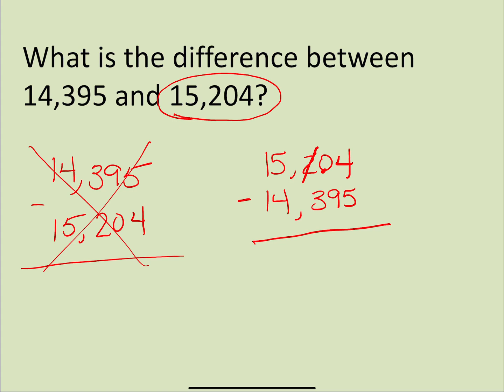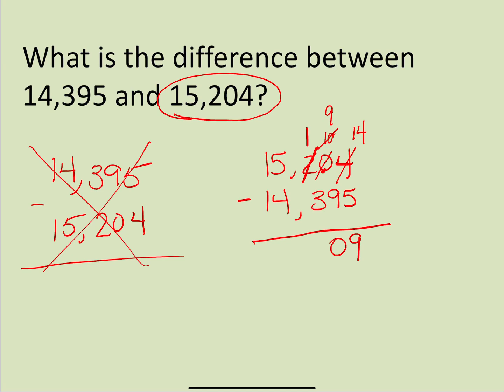Not taking away, I'm regrouping. I'm turning my 2 hundreds into 1. I'm turning my 0 into a 100. And then I'm going to take another 10. So now I have 90. And then my 4 is now 14 ones. So 5 from 14 leaves me with 9 ones. 9 tens from 9 tens is 0.